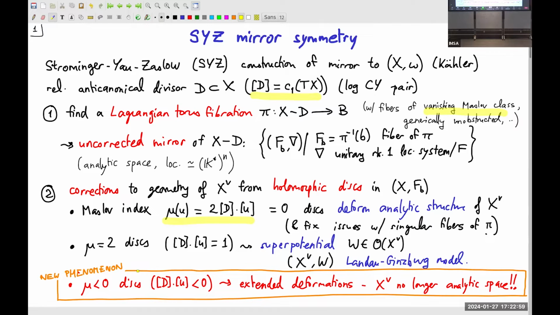And then if you deform the complex structure generically, or if you just do the right thing for enumerative geometry, you'll find some counts of such disks. And when they happen, the claim is that this produces further deformations of the mirror geometry that make the mirror no longer an analytic space, but rather something slightly deformed away from that. And so that's basically the slogan and the point of the talk today: to work through this on an example and see what happens and figure out how to make sense of it.